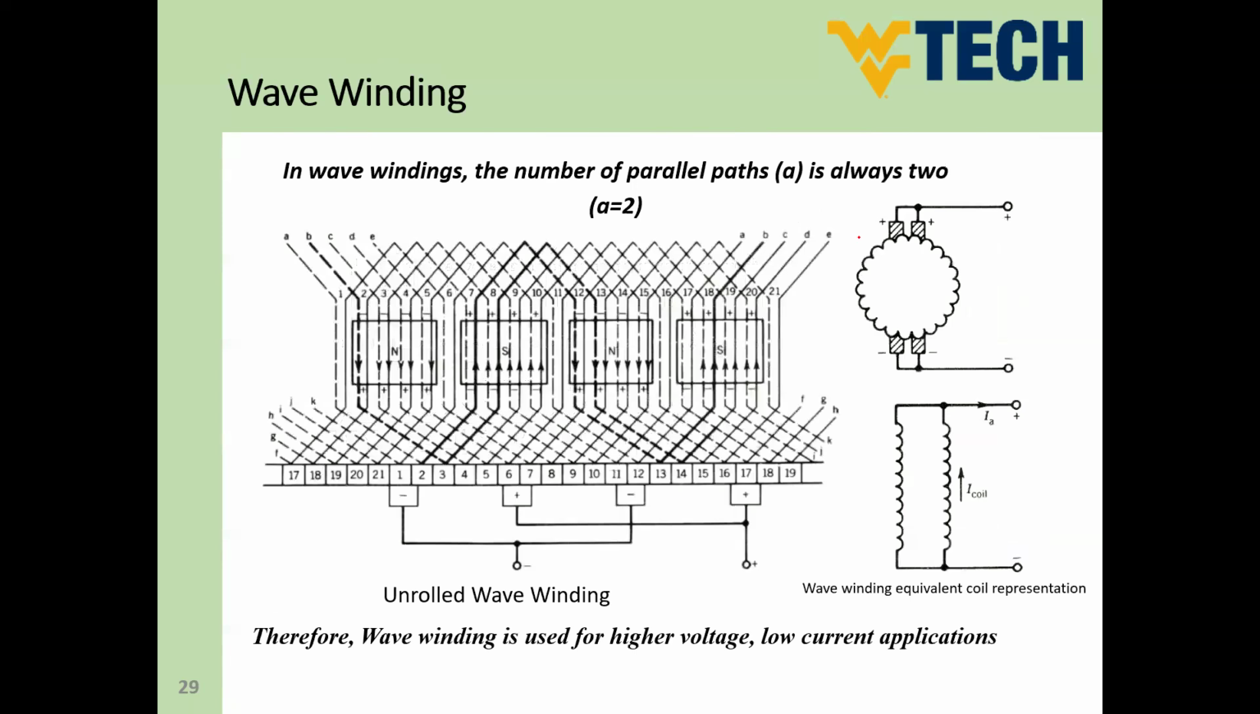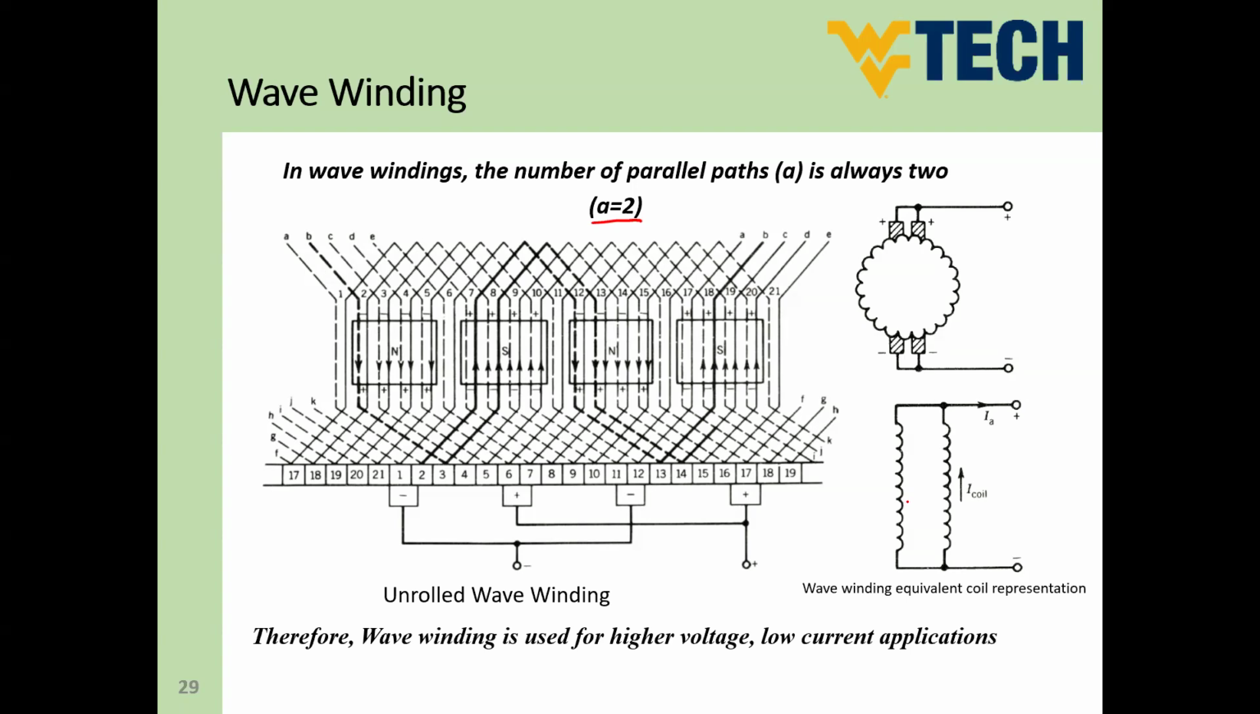In the wave winding, all of the time you will have 2 parallel paths only, so the number of parallel paths is going to be 2. So as a conclusion, in the wave winding we will have just 2 parallel paths, and in the lap winding we will have the number of parallel paths equal to the number of machine poles.